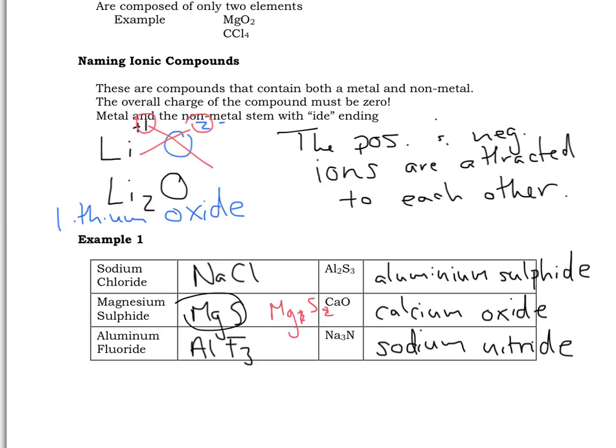Please note that sulfide can be spelt with an F or a PH. In all of these cases, you'll notice that there isn't any monos, dis, tris. Those are for covalent compounds exclusively.